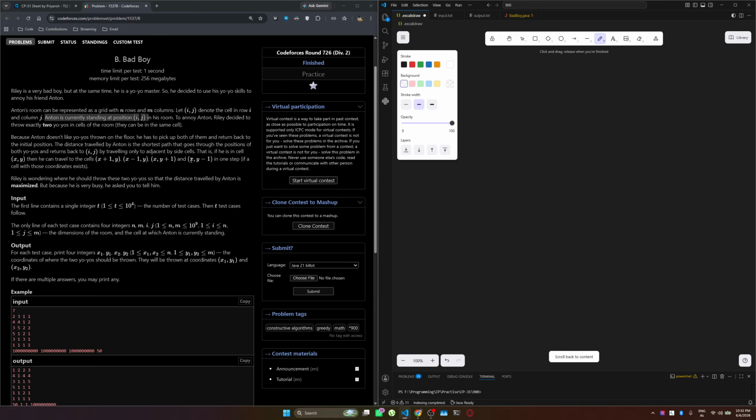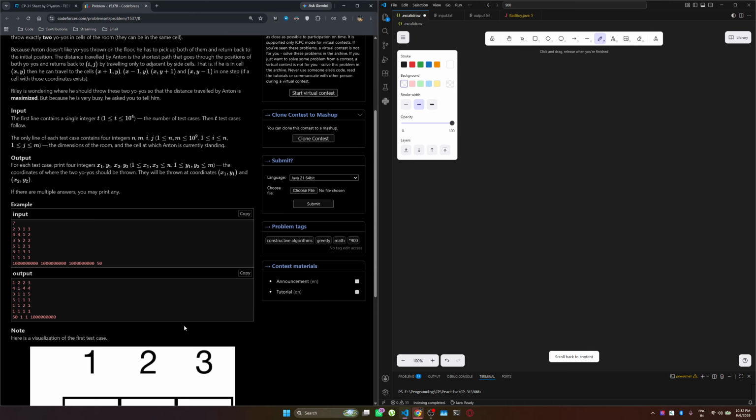This is maximized. Okay. Why is the output like this? Print 4, x, y, x1, y1, x2, y2. Corners of the two yo-yos should be thrown. Oh, okay. If multiple answers are present, you print any. Okay.